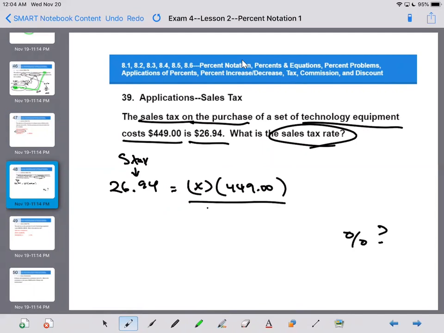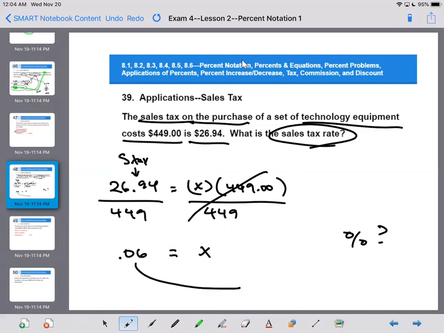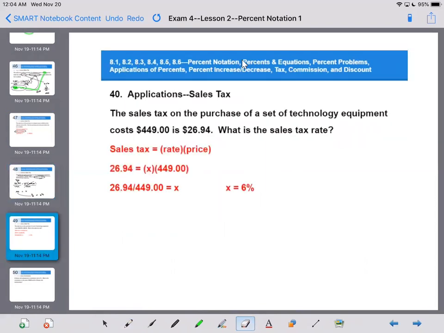So I would divide $26.94 by 449. So you would type in $26.94 divided by 449, and you would get 6 hundredths, which means that's the decimal, right? Which would be 6 hundredths or 6%. And that's what I talk about in this slide of how to find that value.